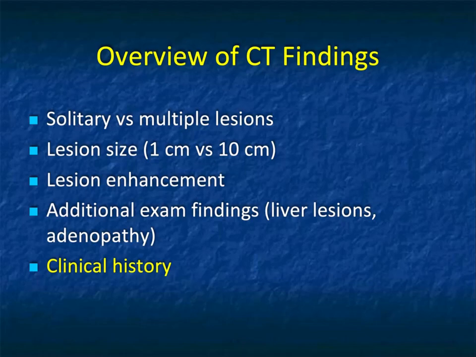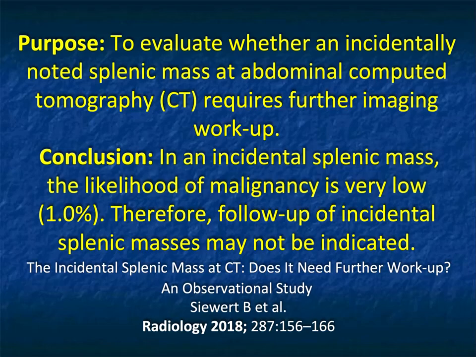So when I look at the spleen and I'm looking at incidental findings, I consider, are they solitary or multiple? How large are they? Is there any enhancement? And are there any extra splenic findings, be it the liver or adenopathy? Then, of course, clinical history. If the patient has a history of sarcoid, my job is easier. If the patient has a history of lymphoma, my job indeed is going to be easier.